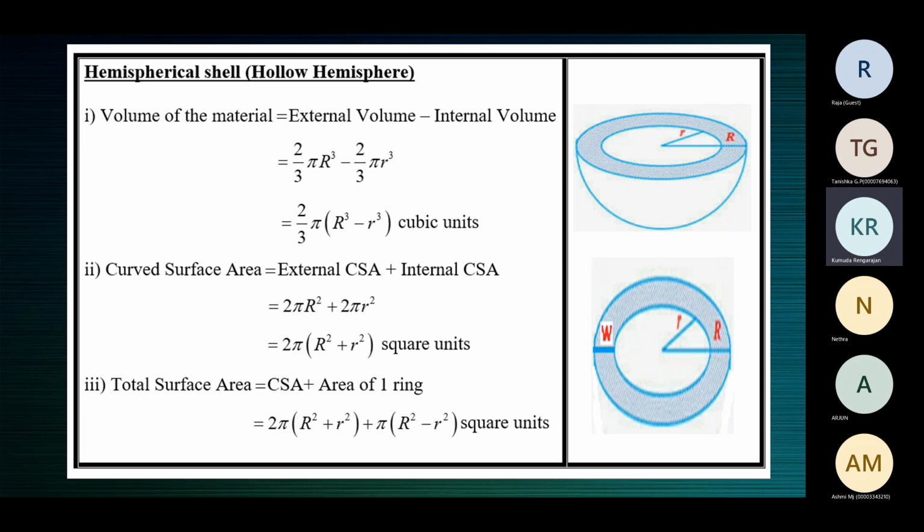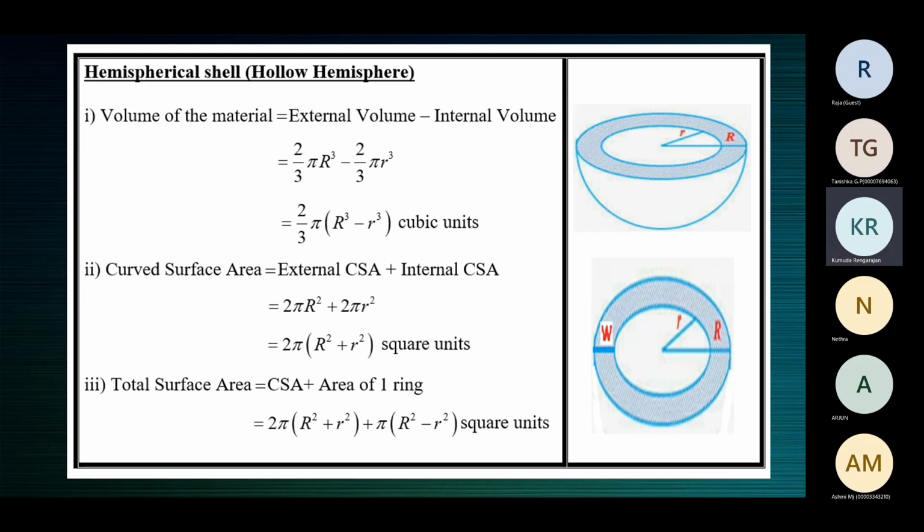External volume is 2 by 3 pi r cubed because that's the volume of a hemisphere. That's the formula to find the volume of a hemisphere. So just change the radius, capital R, small r, and subtract. You will get the volume of the material: 2 by 3 pi common, R cubed minus r cubed cubic units.